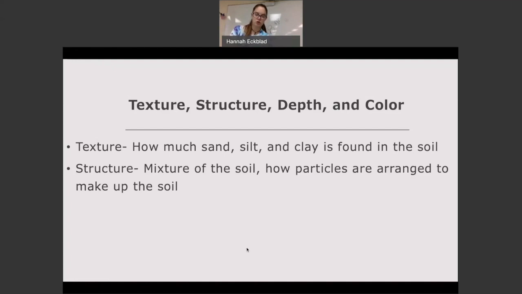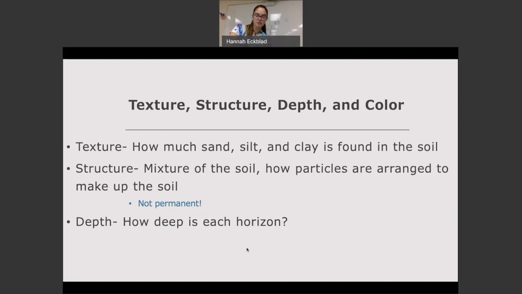Structure is how the particles are arranged to make up the soil. Soil has different shapes. It forms different clods. This is the structure of the soil. It's not permanent. When it rains, when a tractor drives over it, when a football team runs across it, when a pack of gazelles hops across the field, all of those things can change the soil structure.